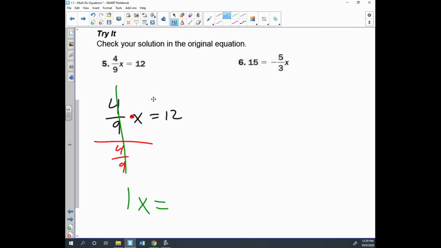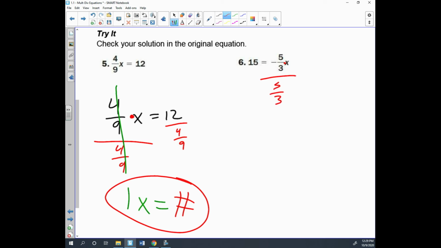As long as I'm fair and equal and I divide by 4/9 over here, okay? And when you do, you're going to get the right number, okay? I'm just going to call it good there, punch it in our calculator, okay? Number 6, same deal. We have a 5/3 negative, but it's times x. So if I divide by 5/3 on both sides, that's awesome.